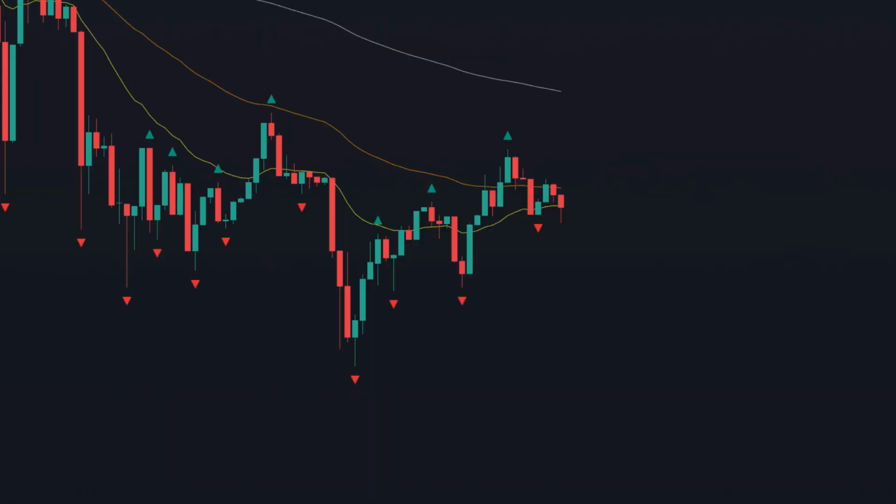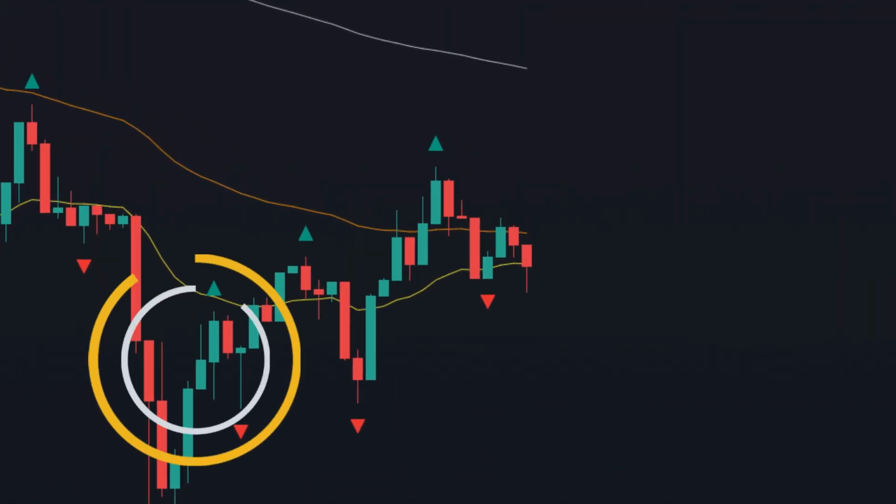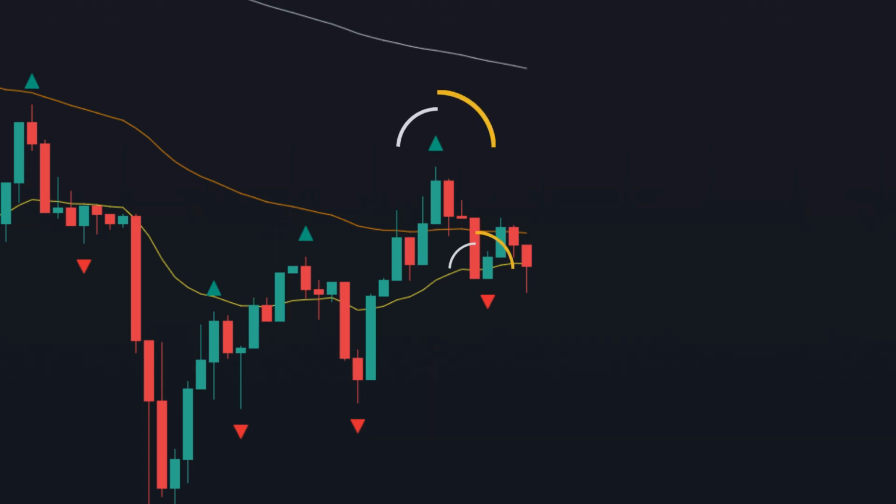I'm going to show you one more short example before we get into the test. On this example, we can see price moving below and then coming back into our EMA ribbon. We get a fractal and a close below the 21. This is our trigger candle.